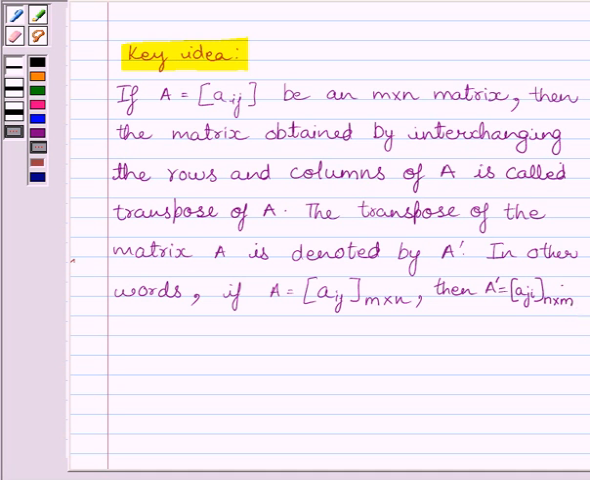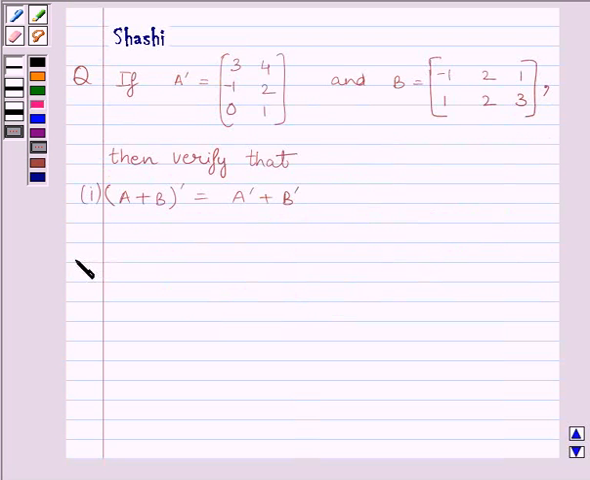Let us now start with the solution. We know A transpose given to us in the question is the matrix 3, 4, minus 1, 2, 0, 1. We also know that A is equal to transpose of A transpose. So to find A, we'll find transpose of A transpose.